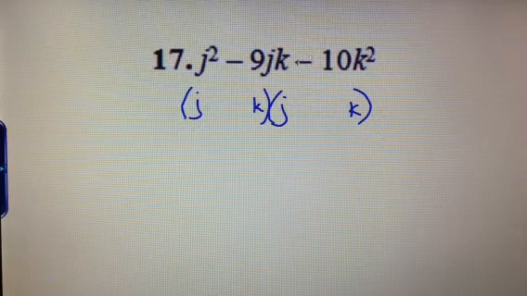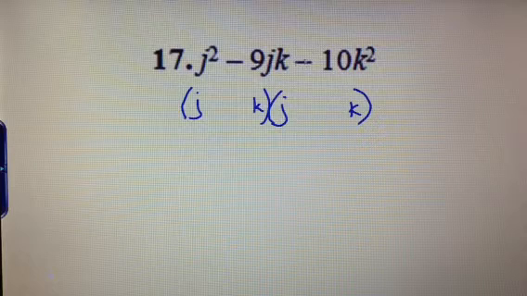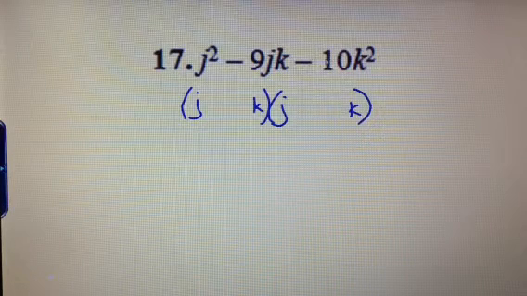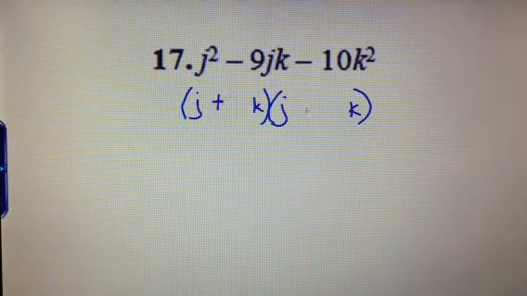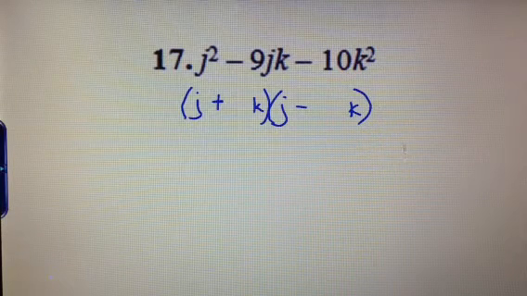This tells us different signs. We're going to have different signs. When we multiply and get a negative, that means we have different signs. So one of our signs is going to be positive, one will be negative.